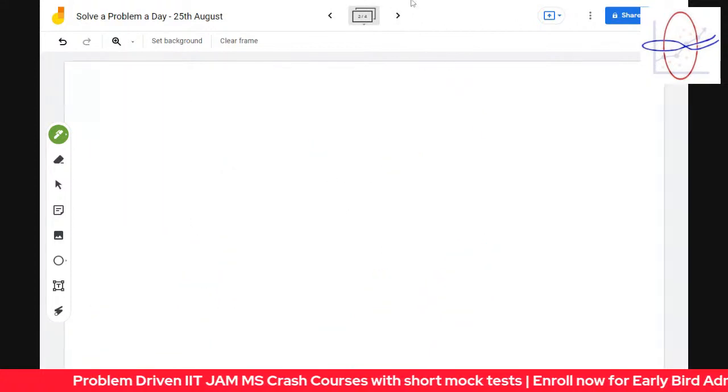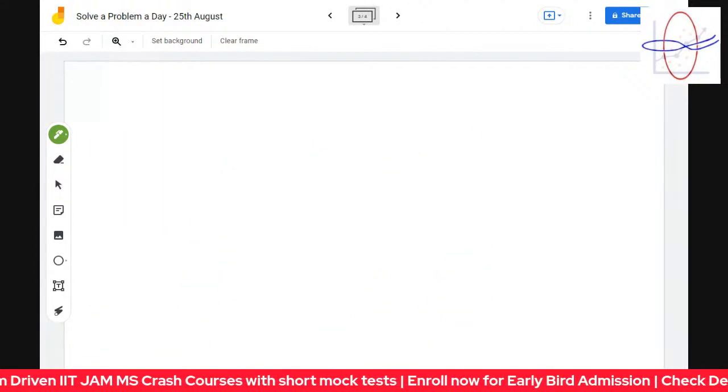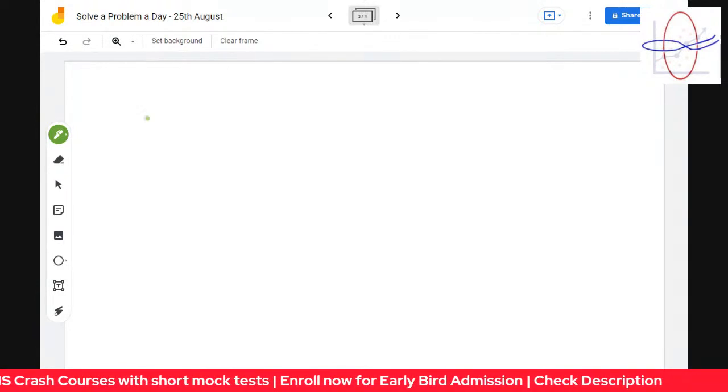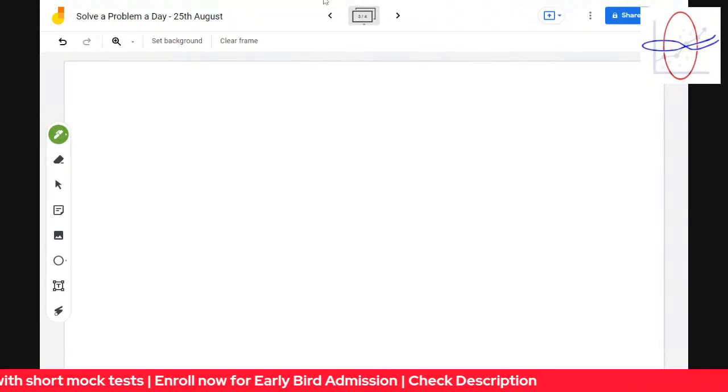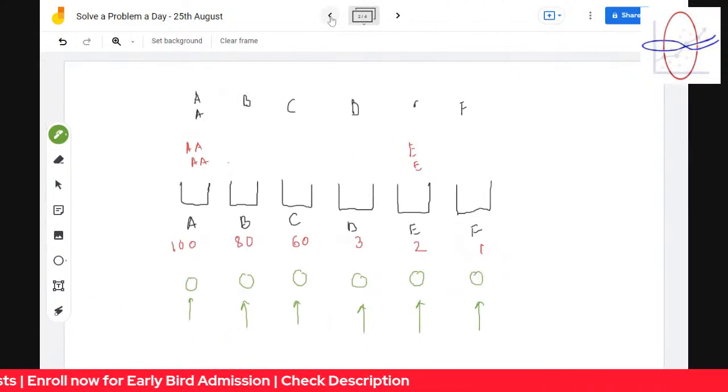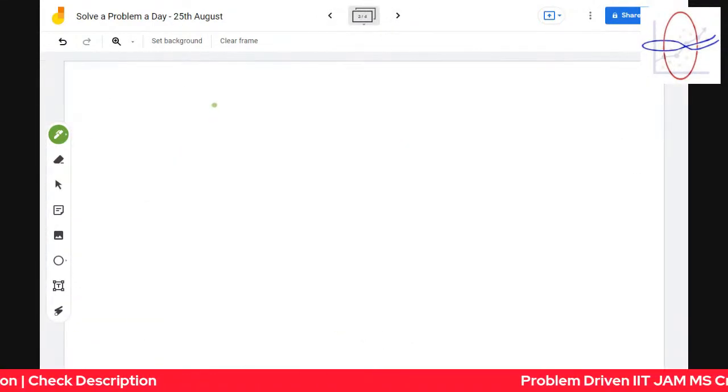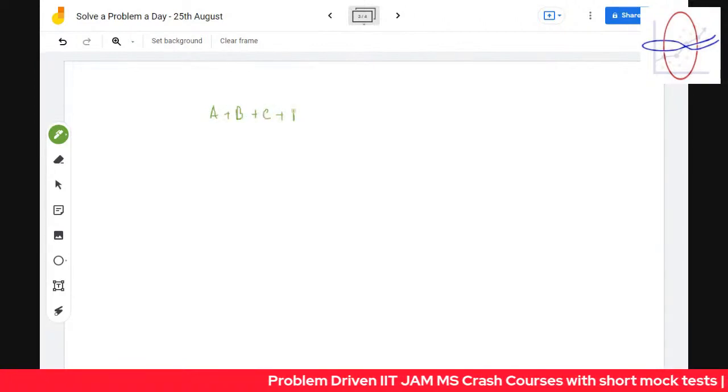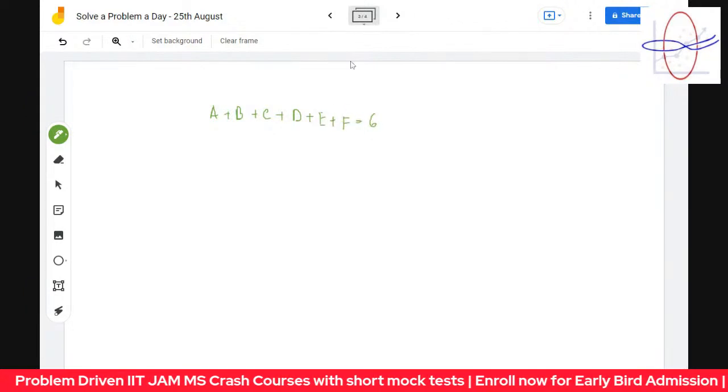Let's try out an easier version of this problem. Essentially, the problem boils down to the following: you need the number of solutions of A + B + C + D + E + F = 6. These are all the numbers of balls you're taking from each counter.